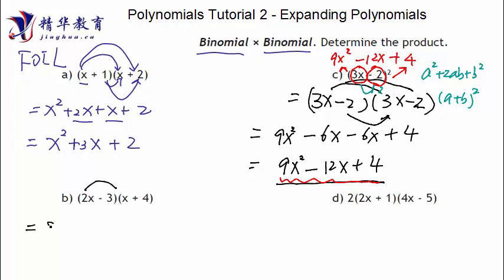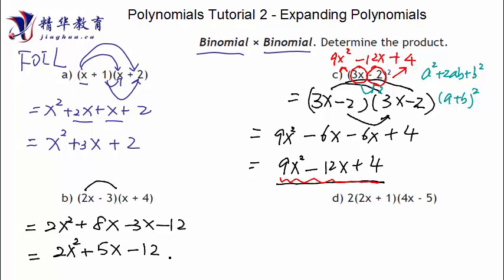2x times x will be 2x squared. 2x times 4 is 8x. Negative 3 times x, negative 3x, negative 12. So equal to 2x squared plus 5x, positive 8 minus 3 is positive 5, right? Minus 12. Done. Easy enough, huh?